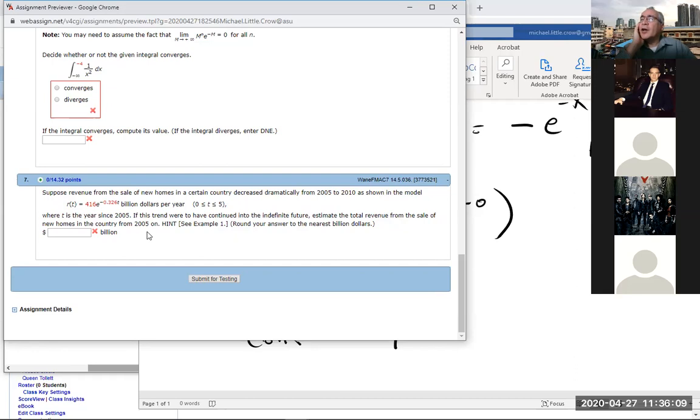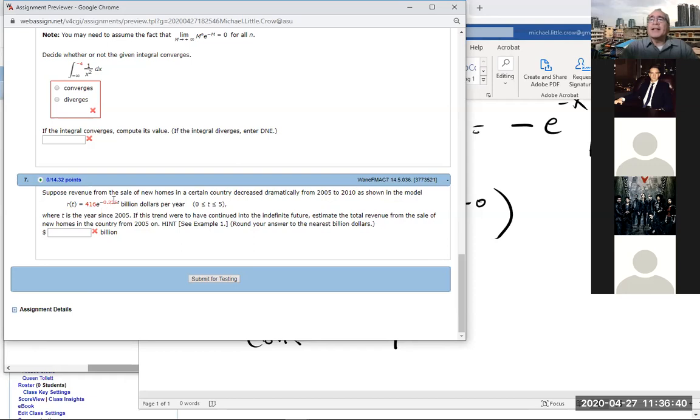No, so you're going to go from 0 because 2005 is year 0. The 0 to 5 is saying the data is only good for the 5 years, and so we know that's all it is. But whenever they ask us to go into the indefinite future, that's the part that becomes infinity. So we'll go from 0 to infinity on this one.